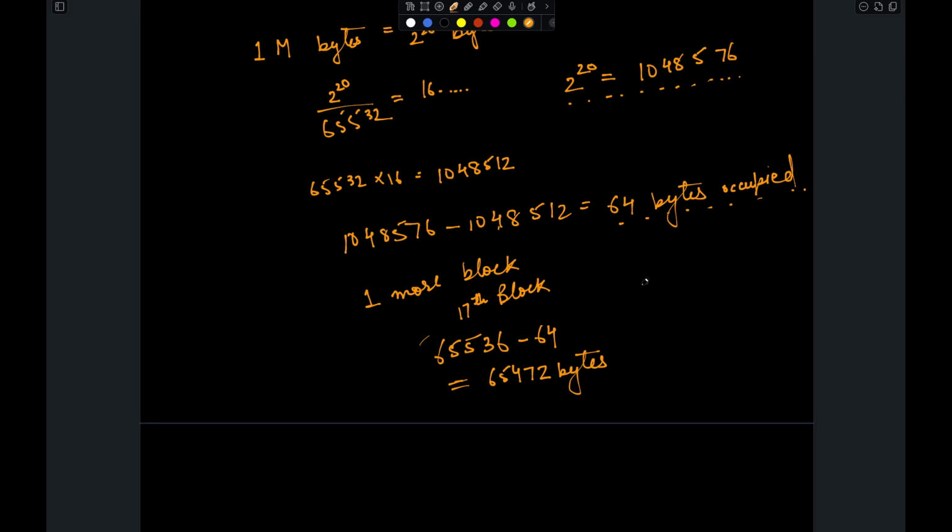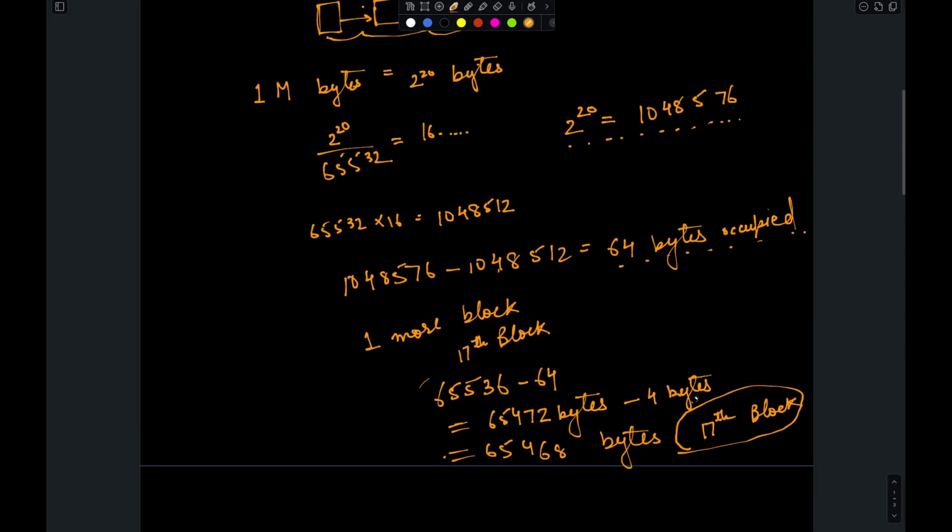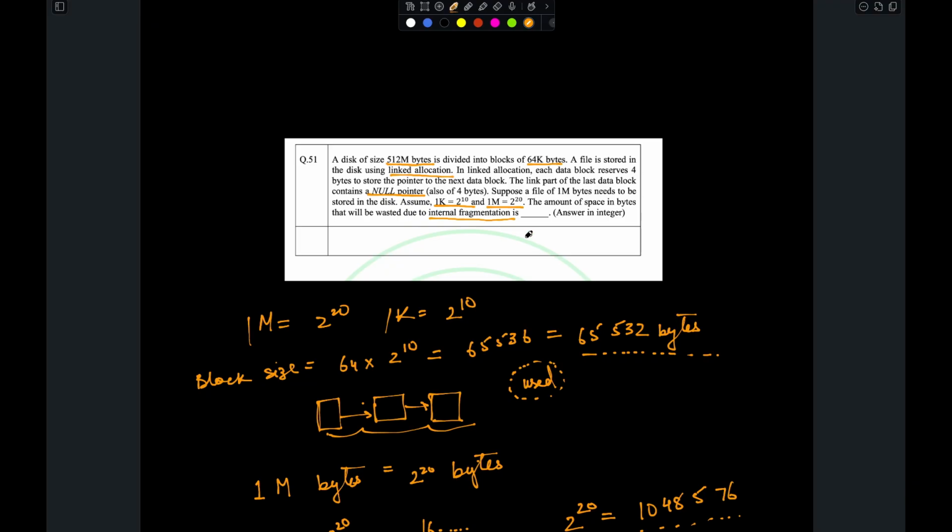Since the last block also contains a space for the pointer, but that happens to be empty, there is still a space that is reserved for the pointer. So we would subtract 4 more bytes from this, and this would give us 65468 bytes that are left empty inside the 17th block. Because now this will give us the answer of 65468. I hope you understood this answer.